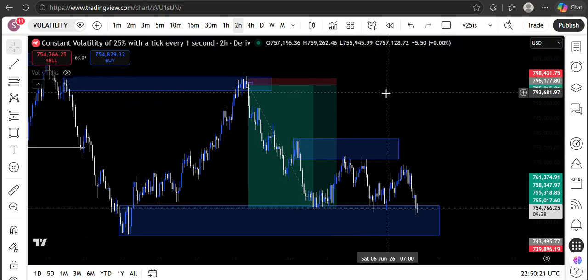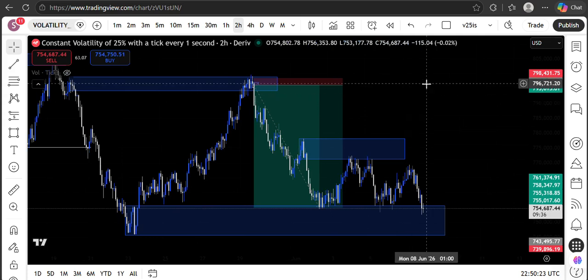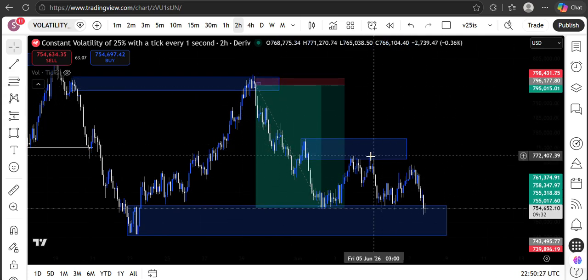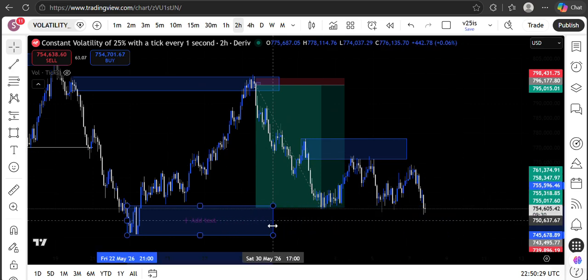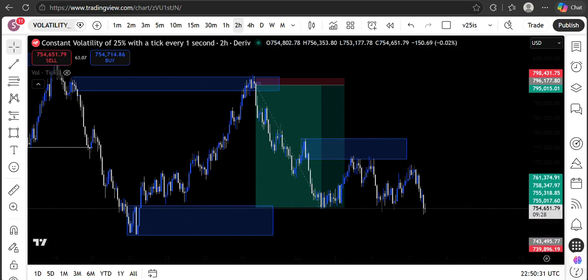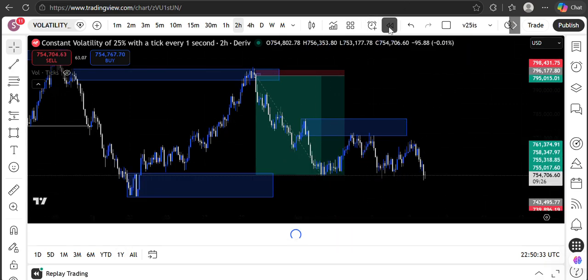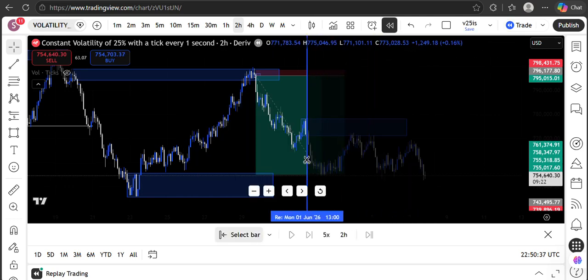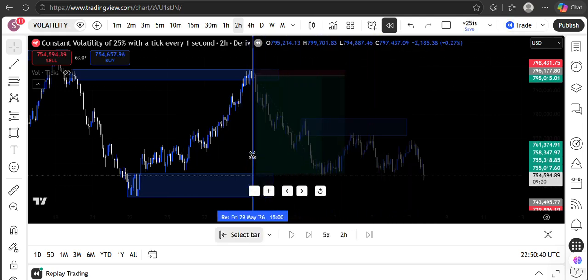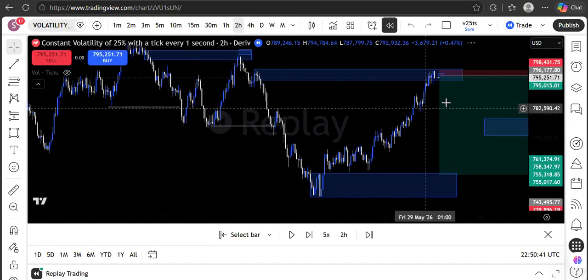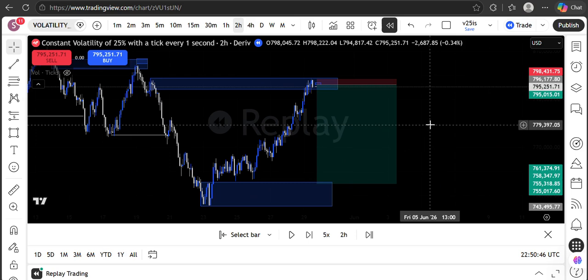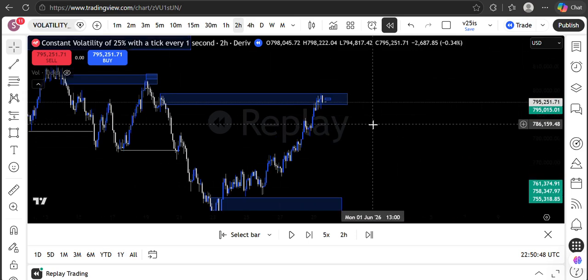So here we are on our TradingView. We are going to be using our back testing tools, our replay tools. So I'm going to be taking all these out. So from here, let's get our tools. I'm going to be taking out all of these.